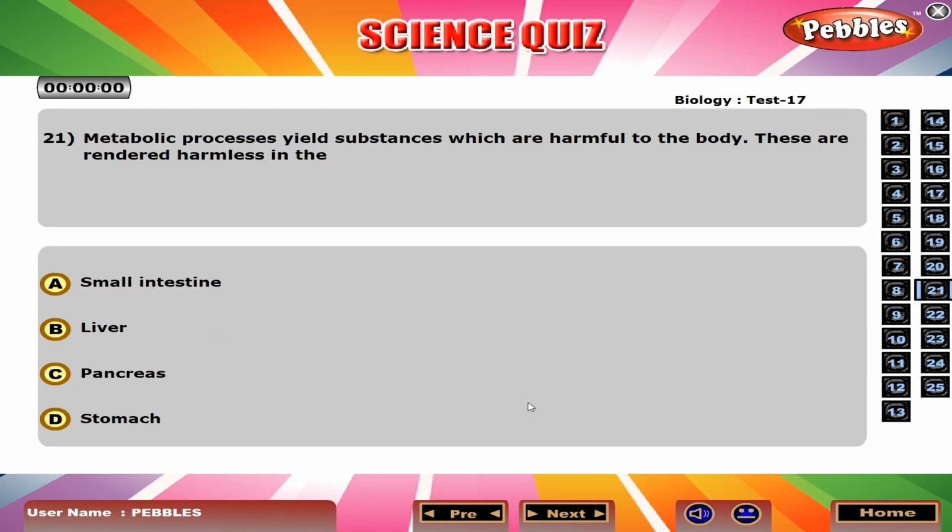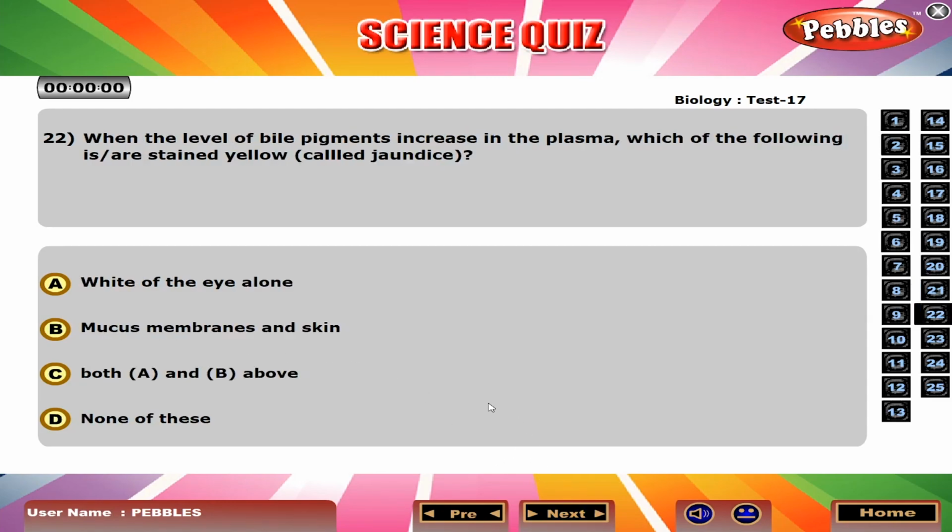Metabolic processes yield substances which are harmful to the body. These are rendered harmless in the B. Liver. When the level of bile pigments increases in the plasma, which of the following is or are stained yellow? C. Both A and B above.